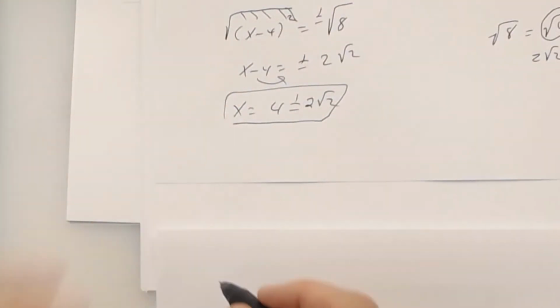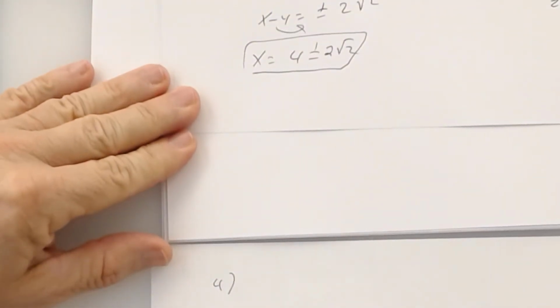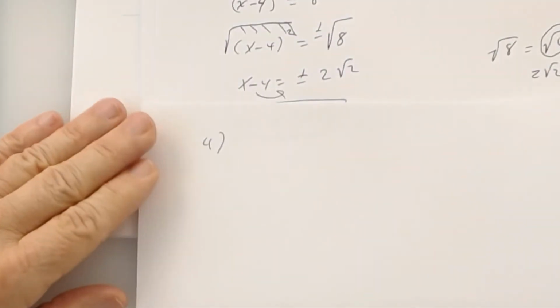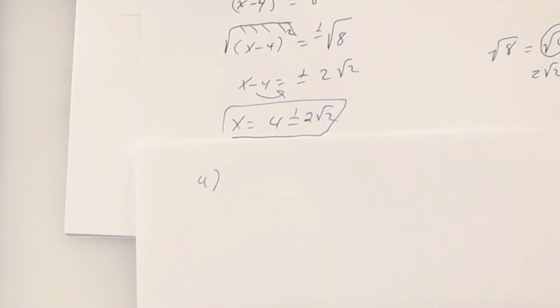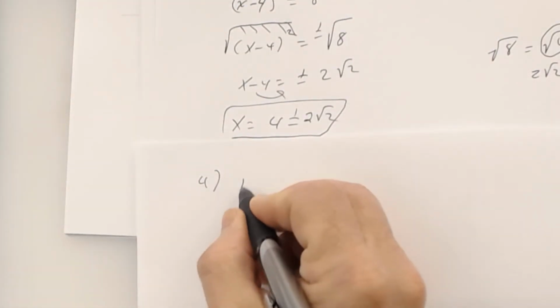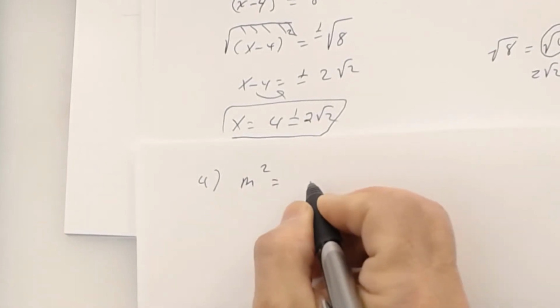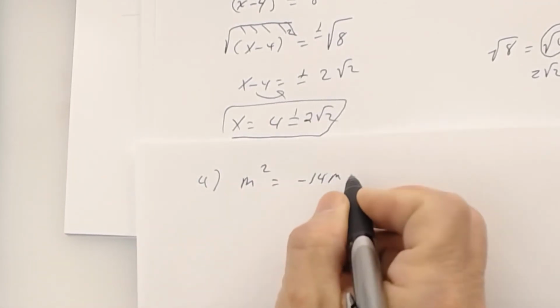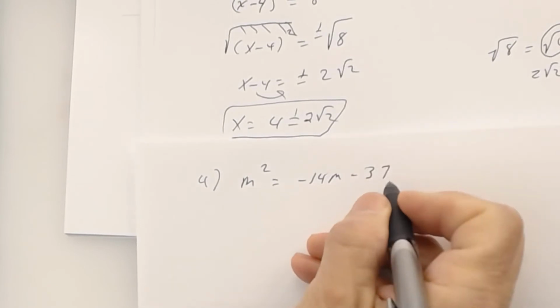All right, number 4. Suppose we had this in number 4. So number 4, suppose we had m squared equal negative 14m minus 37. M squared equals negative 14m minus 37.